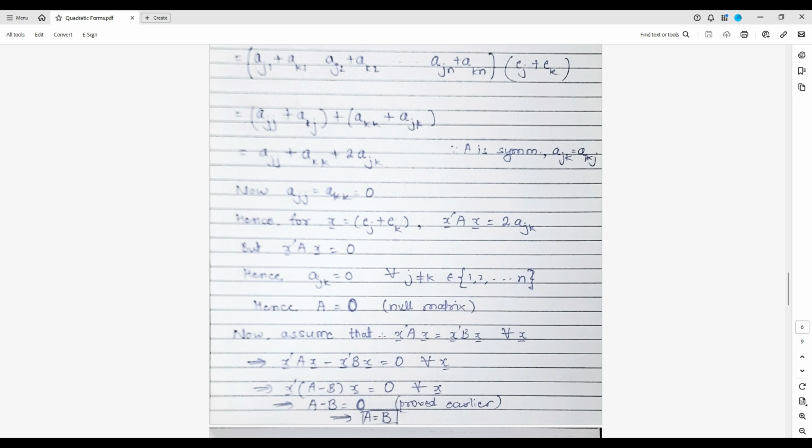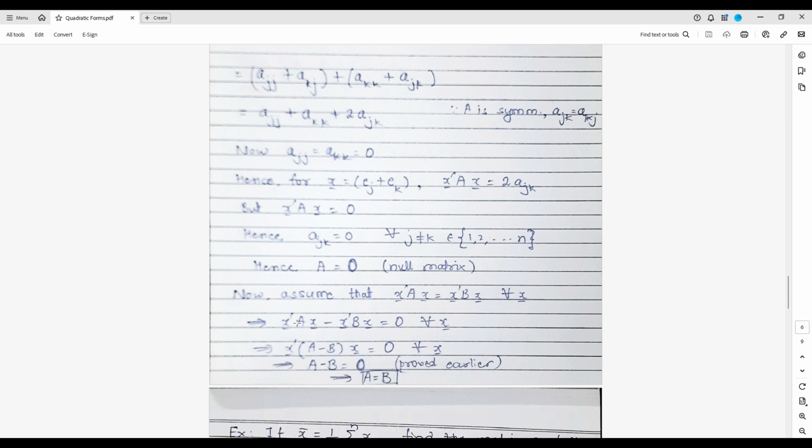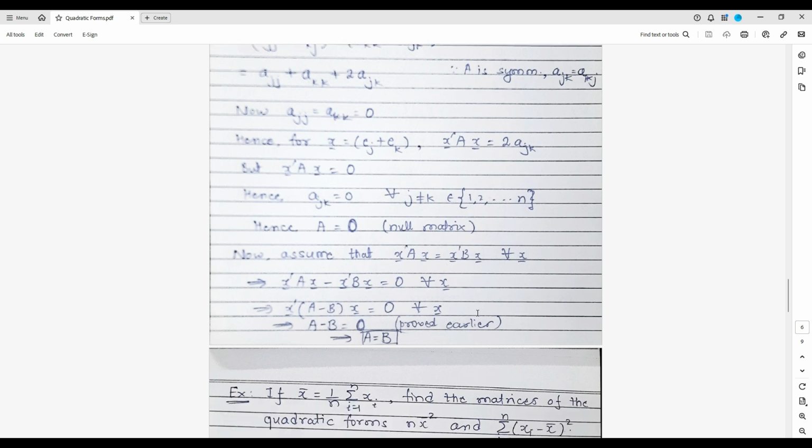Here we have to prove that x prime A x equal to x prime B x for every x means A is equal to B. So let us take this on the left hand side. This gives x prime A x minus x prime B x equal to 0 for every x, which we can simplify as x prime (A minus B) x equal to 0 for every x. Now when this happens, then the matrix itself is a null matrix. So A minus B must be a null matrix, which will mean A must be equal to B. So the second part of the result is very easy to prove compared to the first part.